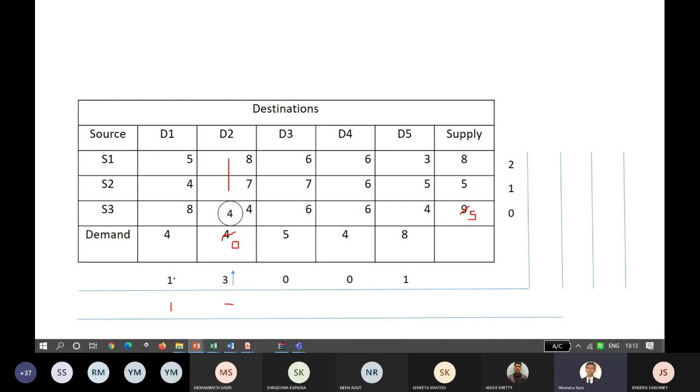5 and 4. So difference is 1. Here blank. 6 and 6, so it would be 0. 6, 6, 6. So again it would be 0. 3 and 4. So it would be 1.